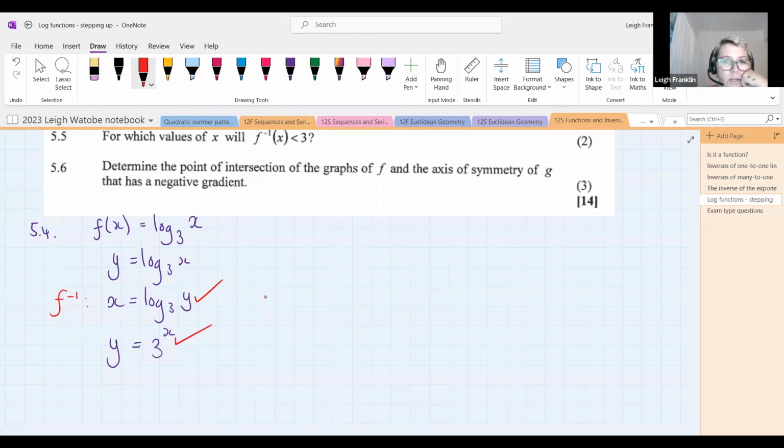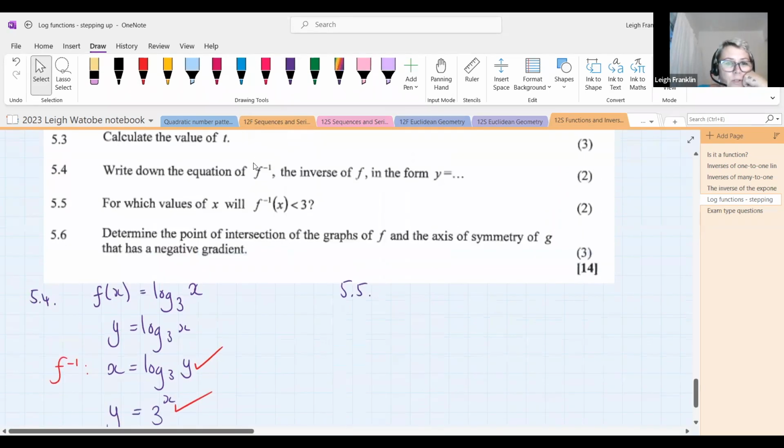Okay. Question 5.5. Now, this is quite an unusual question, so let's talk about what it means. They've said to us, for which values of x will the y on the f minus 1 be smaller than 3? So for which values of x is the y on our inverse less than 3? Our outputs on our inverse have to be less than 3. For which values of x is this happening? That's what our question means.